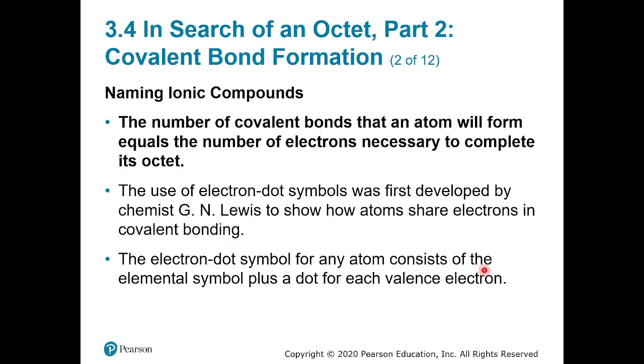So let's talk a bit more about covalent bonding. The number of covalent bonds that an atom will form is going to equal the number of electrons that are necessary to complete its octet. So let's go back to oxygen, our trusty oxygen. How many electrons does it normally want to gain? It's 2 steps from a noble gas, so 2. So oxygen is going to typically make 2 bonds to fulfill that requirement to gain 2 electrons.